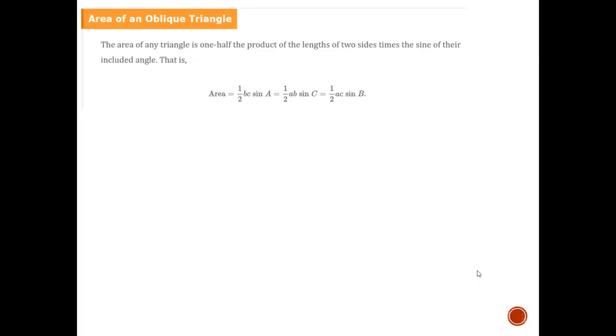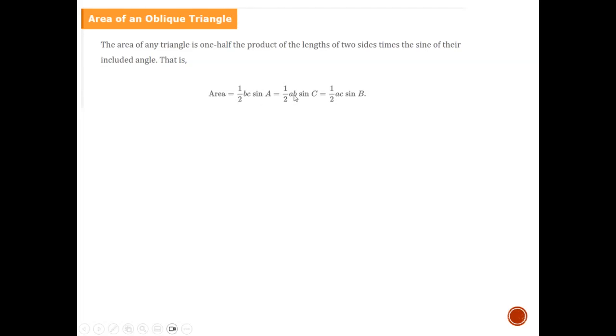So for this formula, the area is 1/2 of the product of the lengths of two sides times the sine of the angle in between. So that is, area is 1/2. If you have a little b and little c value, and you know the angle in between, sine A, we can plug that in and get the area. So it's just depending on what you have.